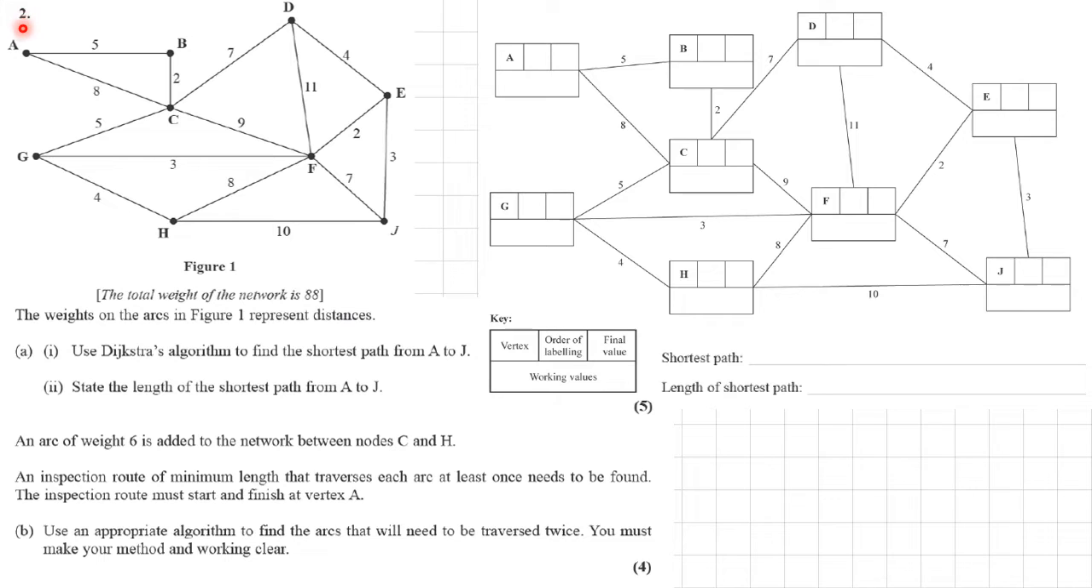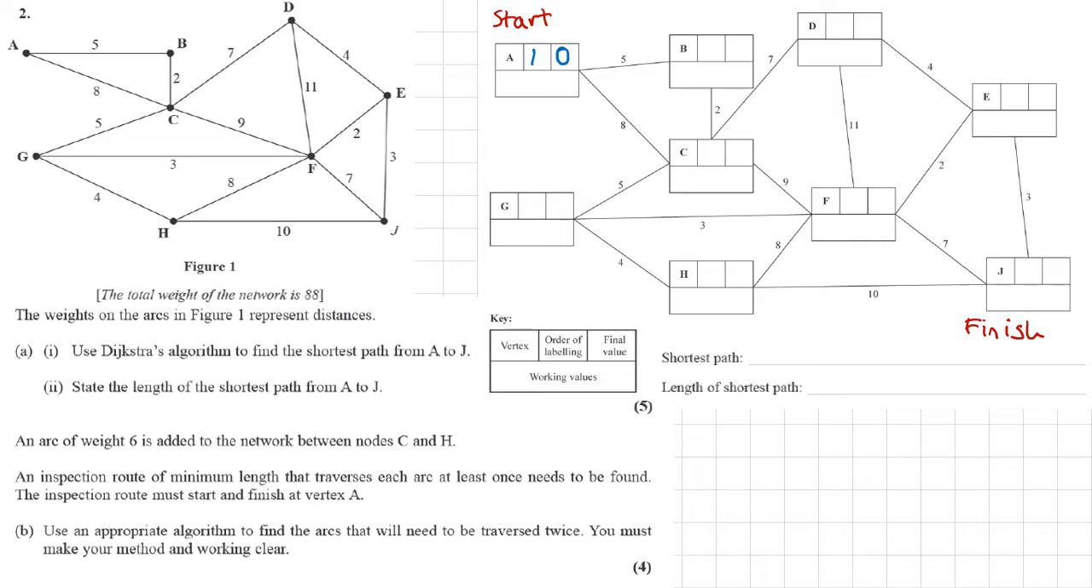Question number 2. The weights on the arcs in figure 1 represent distances, and the total weight of the network is 88. Part A, and part 1 of part A, use Dijkstra's algorithm to find the shortest path from A to J. Okay, so we'll start with our start vertex here. That's always going to be the first one that we label, because we can put in the final value straight away, and that's going to be 0.